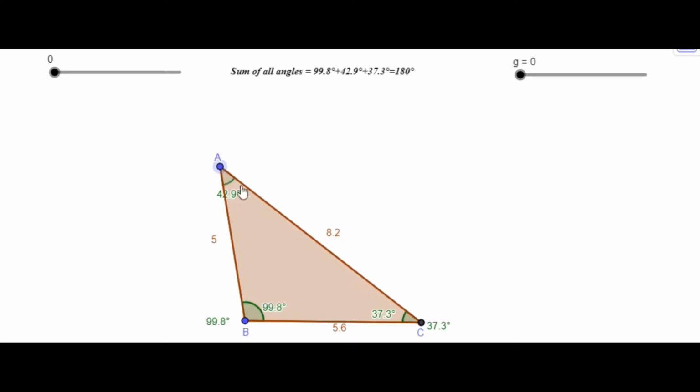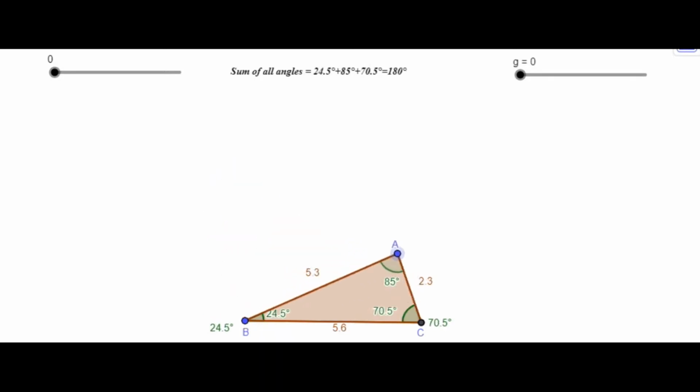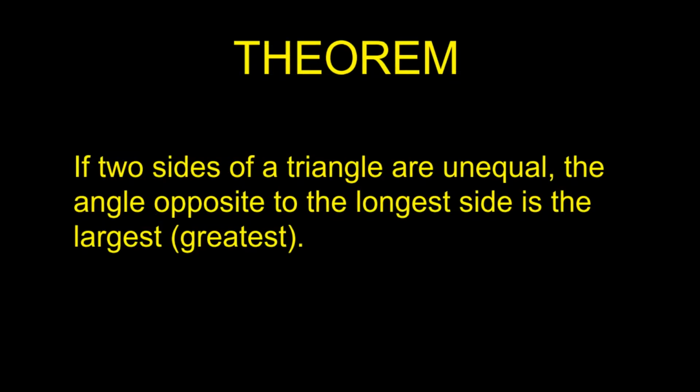So you can see many examples here. Look at a triangle like this. Longest side, opposite angle, longest. Smallest side, opposite angle, smallest. Look at a triangle like this. Smallest side, angle opposite, smallest. Longest side and angle opposite, largest. So this is always going to be true. So the converse of this theorem says that the angle opposite to the longest side is going to be the largest, and the angle opposite to the shortest side is going to be the smallest.